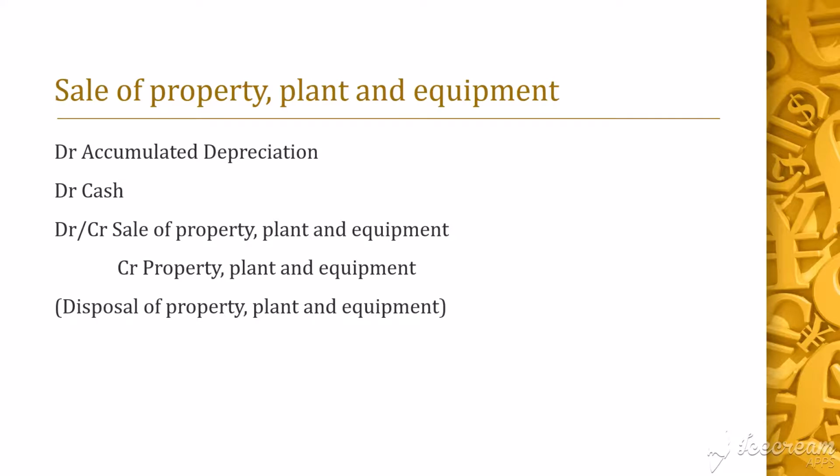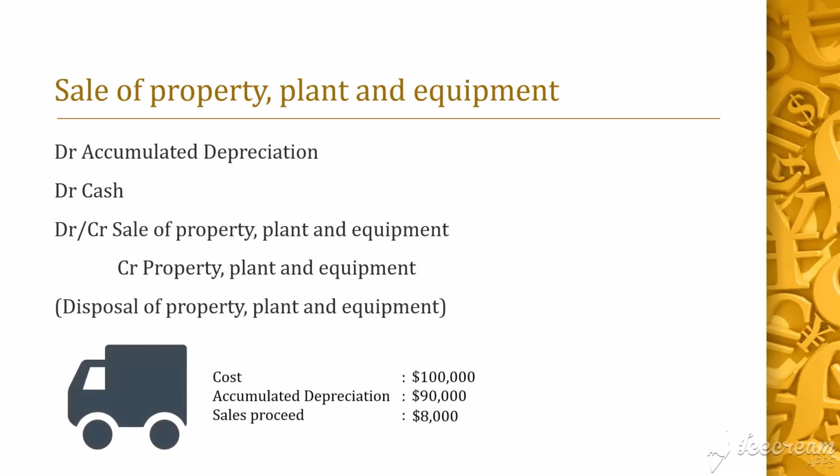For example, let's say I sold that vehicle costing $100,000 9 years later. The accumulated depreciation is $90,000 and I sold the vehicle for $8,000. In this case, I will debit accumulated depreciation by $90,000, credit property, plant and equipment by $100,000. I am offsetting the accumulated depreciation to the cost to find the net book value. Next, I will debit cash by $8,000 since I received $8,000 from the sale.